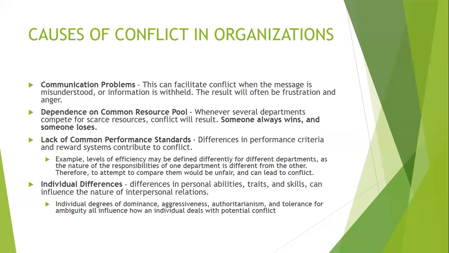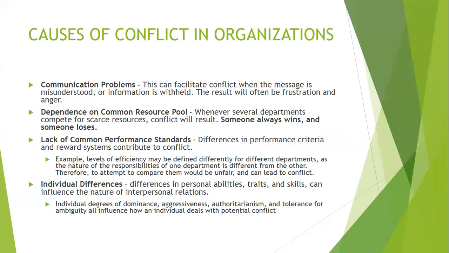Individual differences. Where you have differences in personal abilities, traits, and skills, this can lead to problems and can influence personal relationships. So we're talking about a personal level now. For example, individuals will have different degrees of dominance, aggressiveness, authoritarianism, and tolerance for ambiguity. These can all lead to potential conflict.